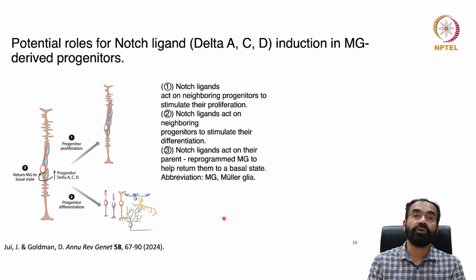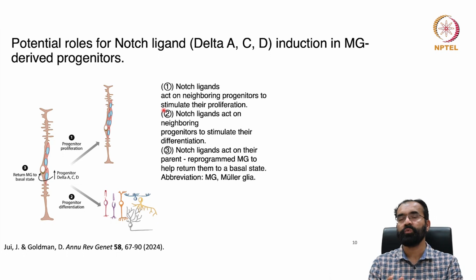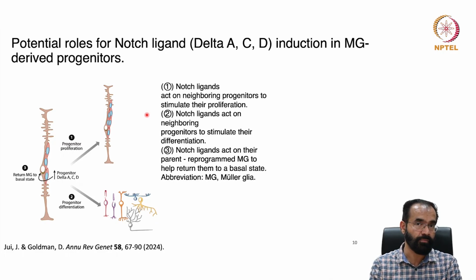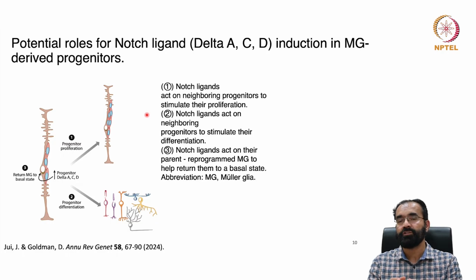So, potential roles of Notch ligand Delta A, C, D induction in the Muller glia derived progenitor cells. Here you can see Notch ligands act on the neighboring progenitors to stimulate their proliferation, because Delta and Notch do juxtacrine signaling. It is just like two rooms of a hall. Like in many hotels, rooms are arranged in a hall. If you make a hole in one room, you can enter the other room. That's how they are arranged. You made a hole in the hotel wall and you are communicating to the neighbor. You can call this juxtacrine signaling.